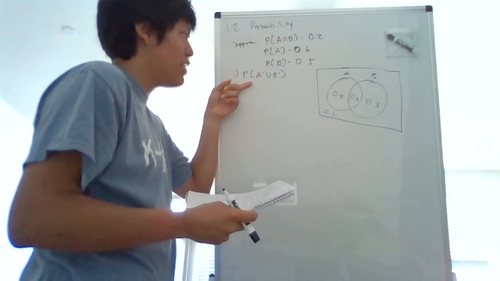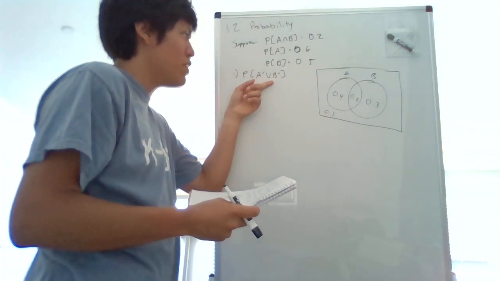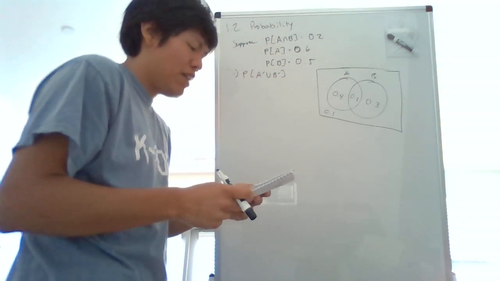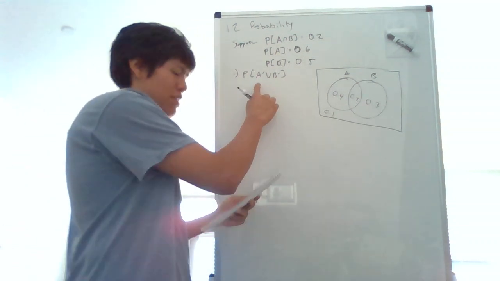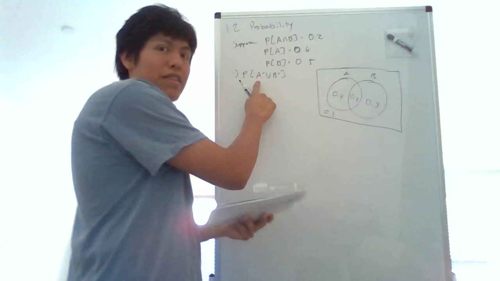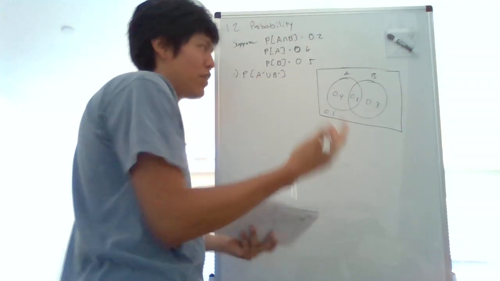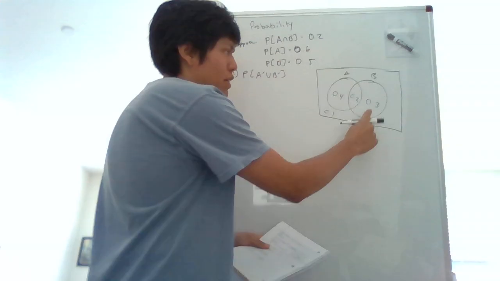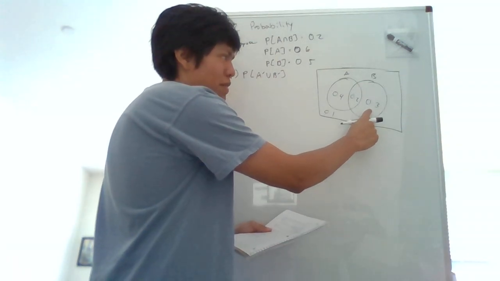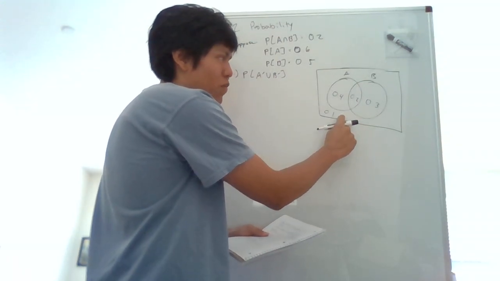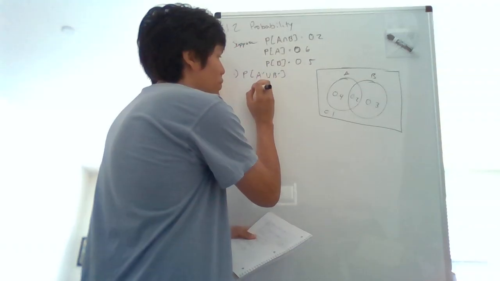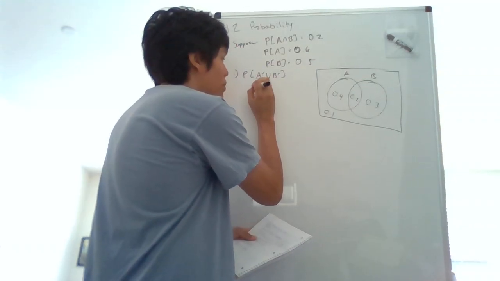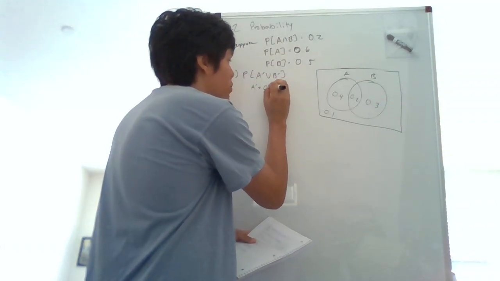The probability of A complement union B complement. So that means that this is everything that is not in A, okay? Let's take a look at everything that is not in A. We have 0.3 right here, and we have 0.1. So that means that A complement is equal to 0.4.